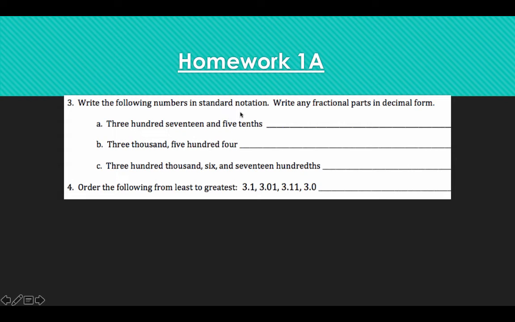It says to write the following numbers in standard notation. So all that means is these words are going to be written as numbers. Whenever you see the words standard notation, they're looking for the number. It says to write any fractional parts in decimal form. Well, 5/10 down here can be written as a fraction, but we're going to do it as a decimal number when we write it on this blank. So this one says 317 and 5/10.